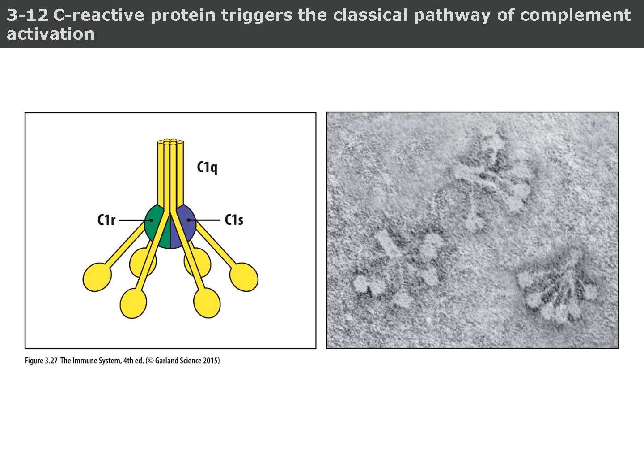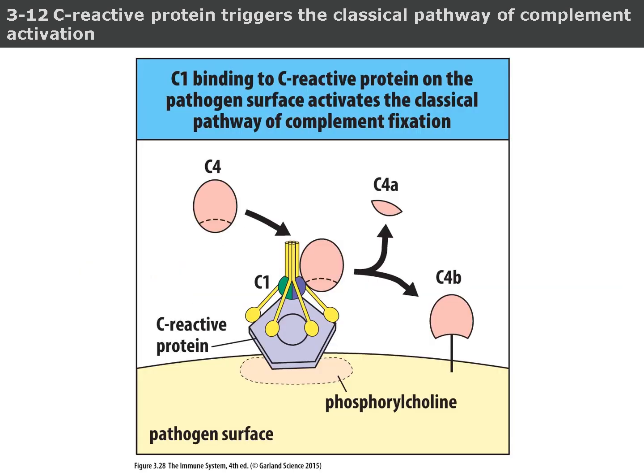When C-reactive protein binds to phosphocholine on a pathogen surface, it provides a docking site for C1q. This binding activates C1r, which then activates C1s, beginning a proteolytic cascade that amplifies the immune response through opsonization, inflammation, and cell lysis. This figure illustrates the initiation of the classical pathway of complement activation by the protein complex C1, which is composed of C1q, C1r, and C1s.